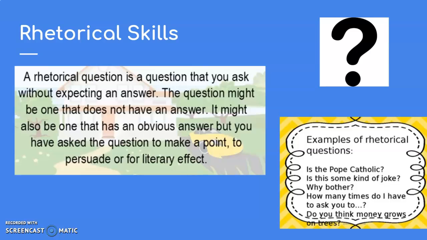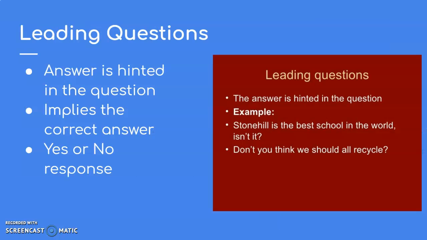So an example would be, is the Pope Catholic? Is this some kind of joke? Why bother? How many times do I have to ask you? Do you think money grows on trees? Those are all examples of rhetorical questions.